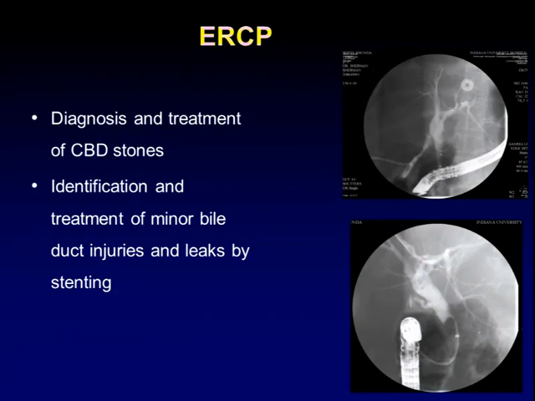And again, here you can see a patient with a cystic duct leak. It's got a percutaneous drain in here to control the biloma, and eventually underwent endoscopic stenting and resolution of the bile leak several weeks later.